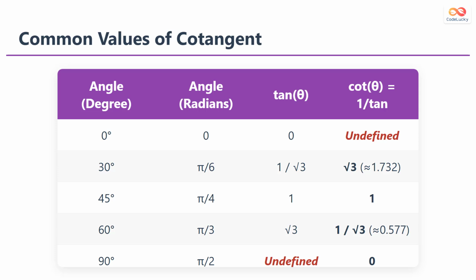Here is a table of common values. At 45 degrees, both tangent and cotangent are 1. However, notice the relationship at 30 and 60 degrees. Tangent of 30 is 1 over root 3, so cotangent of 30 is just root 3. Also, at 90 degrees, while tangent is undefined, cotangent is 0.